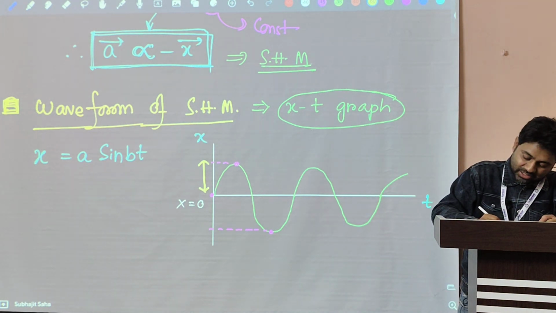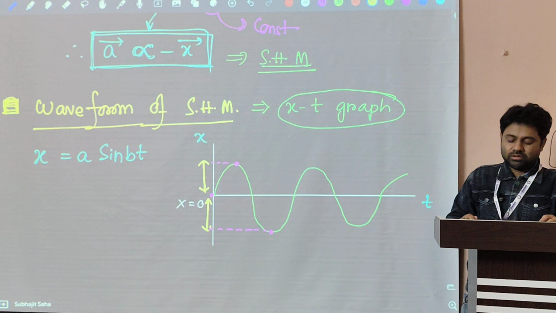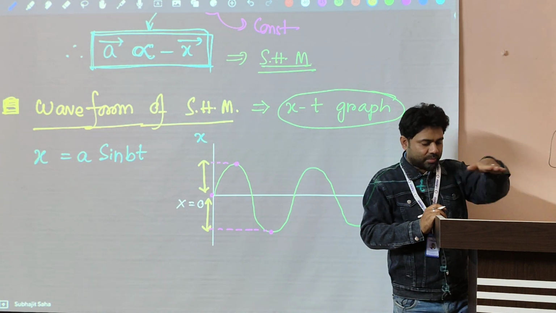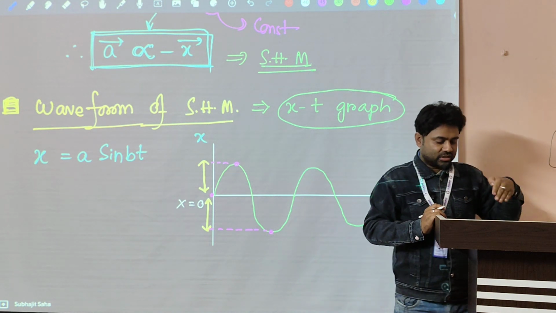Same thing happens on the other side, which means the mean position of the particle is the white line.